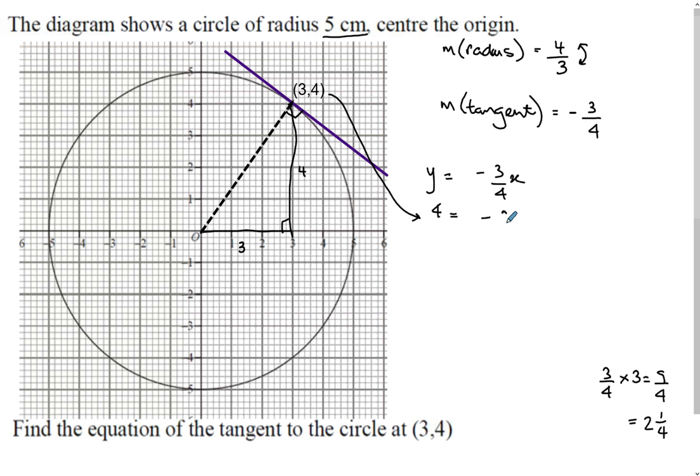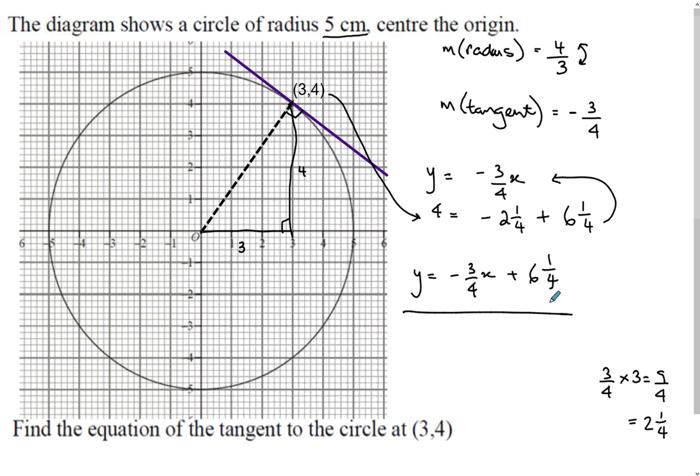So you've got minus 2¼ and what do you do to minus 2¼ to get 4? We have to add something bigger, so we'll add 6¼. So that goes in there. So the equation of the tangent to the circle at 3, 4 is y equals minus 3/4 x plus 6¼. And again, I always told you to check. You've got this minus 3/4, which seems to make sense because when a line is drawn that way, it's always got a negative gradient.